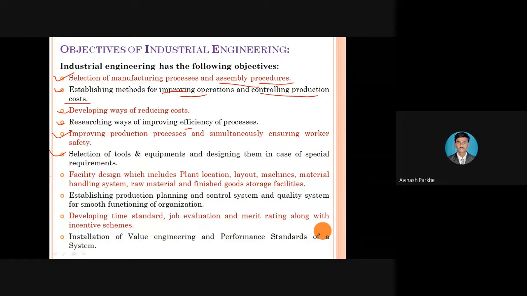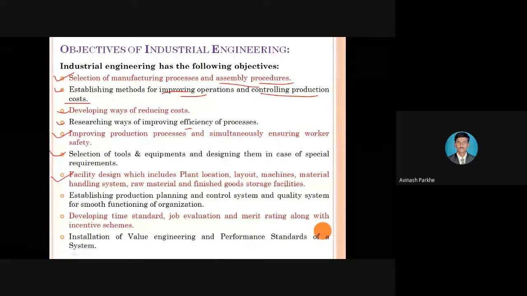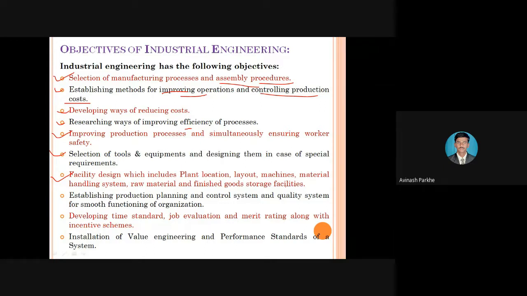Then next, facility design, which includes the plant location, layout, machine, material handling system, raw material, and finished good storage facility. In facility design, it includes the plant location. So the location of your industry also plays a very important role. If we are planning your industry nearby villages, then it creates problems for transportation, for input resources, and for marketing. So while selecting the plant location, we have to consider some standard factors also.